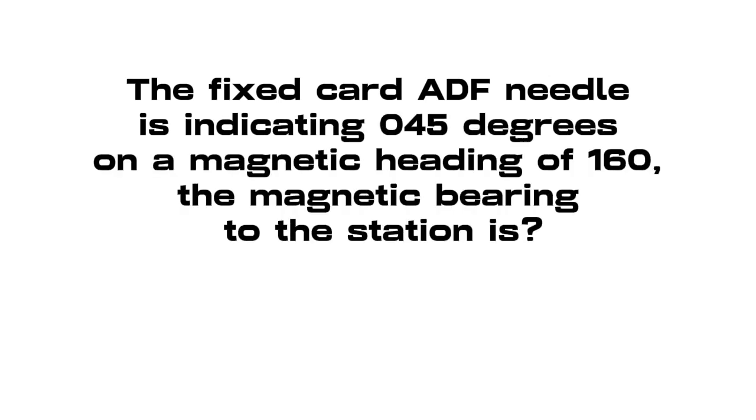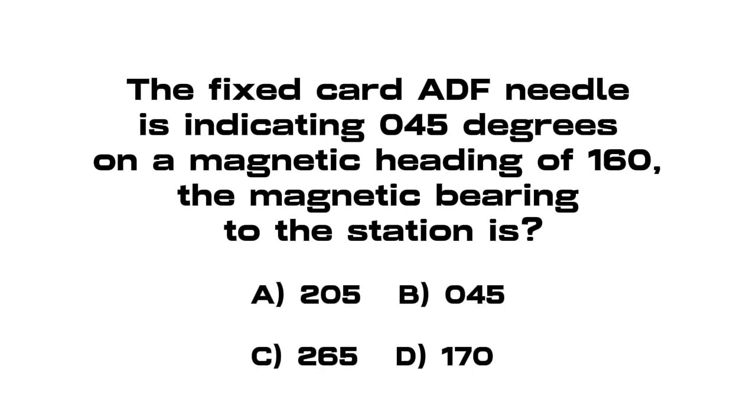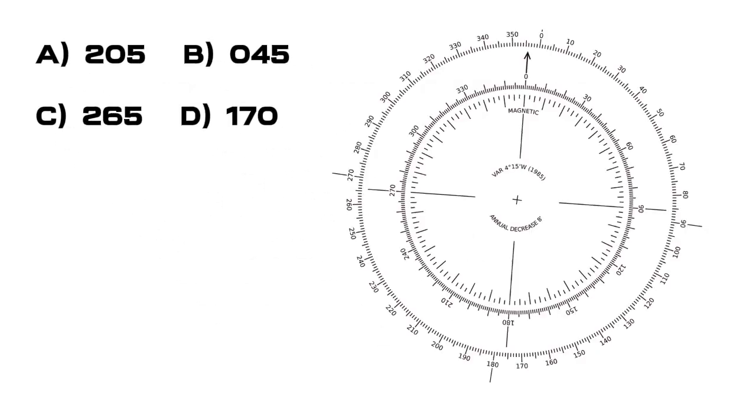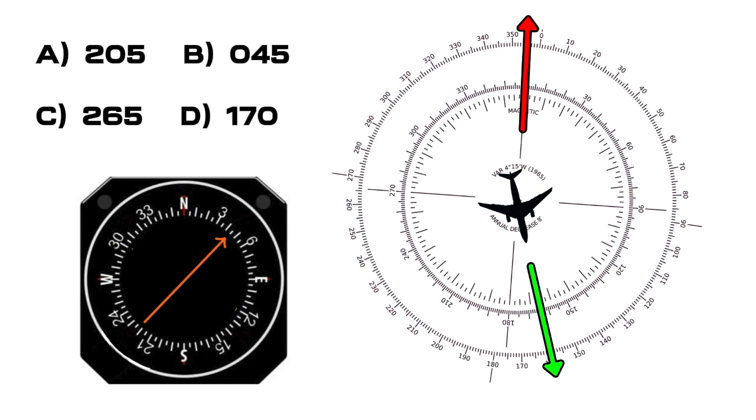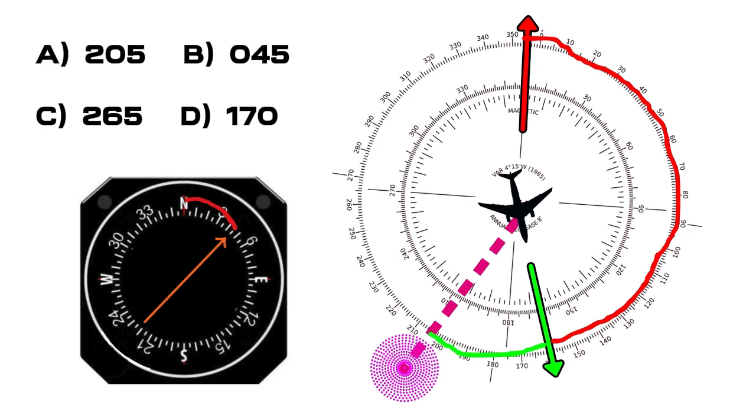This question asks for the magnetic bearing with a fixed card ADF reading of 045 and a magnetic heading of 160. It's easy to figure out with the formula, but I'll draw it out as well. Here's magnetic north, and here's our aircraft on a 160 southbound heading. The ADF is indicating a relative bearing of 045, so a 45 degree turn to the right will take us to the NDB. Remember, magnetic bearing is the angle from magnetic north to the NDB, so we can add our magnetic heading to our relative bearing to get an answer of 205 degrees.